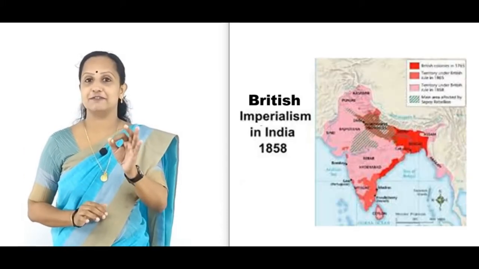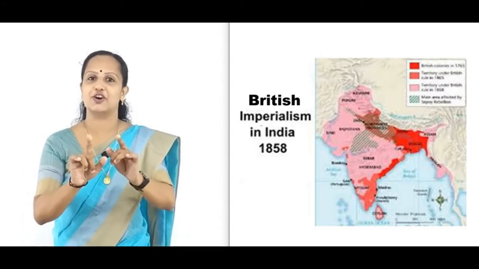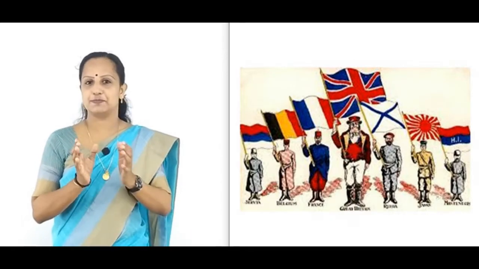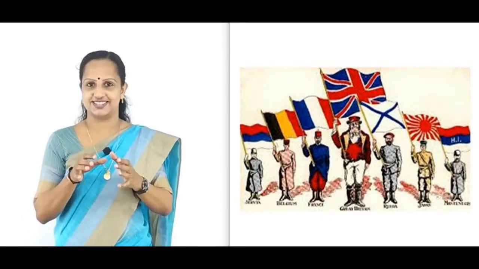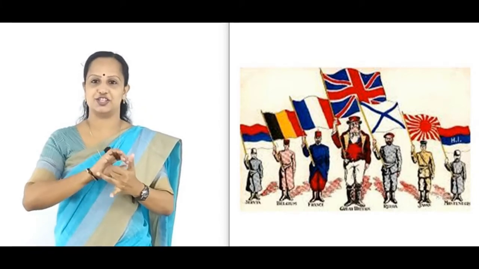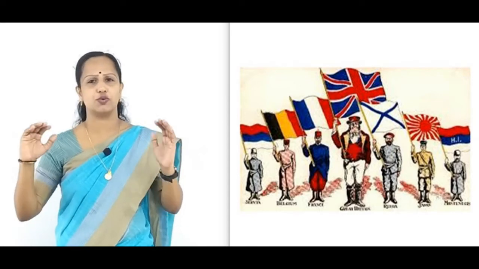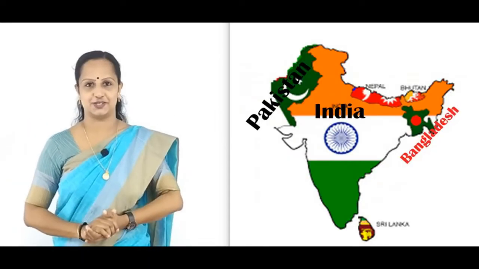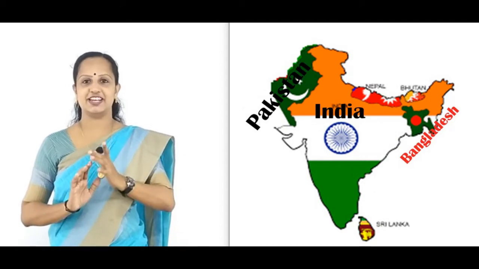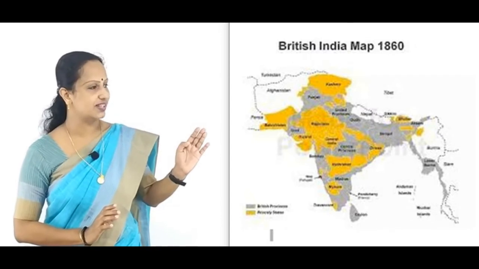And by 1858, entire India was under the control of the colonial rule, except for some small holdings occupied by European nations such as Goa and Pondicherry. The British Raj extended over almost all present-day India, Pakistan and Bangladesh. The British Indian Empire and surrounding countries is shown on the screen.